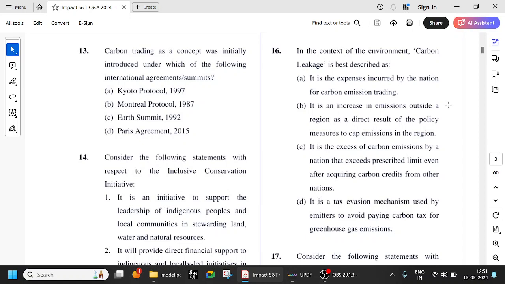So let us continue with science and technology questions. Last class we have seen till the 15th question. So let us continue with the 16th question. In the context of the environment, carbon leakage is best described as... Okay, so let us look at what is carbon leakage.